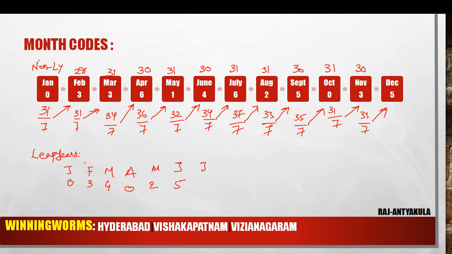For July, it is 0. For August, it is 3. For September, it is 6. For October, because 1 will carry forward, it is 1. November, 4. December, 6. Simple. Except for January and February, add 1 to each and every month. You will get the codes for leap years.